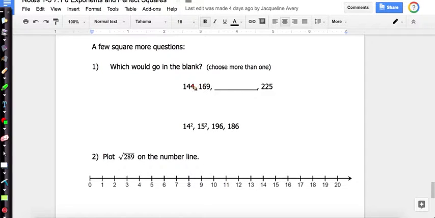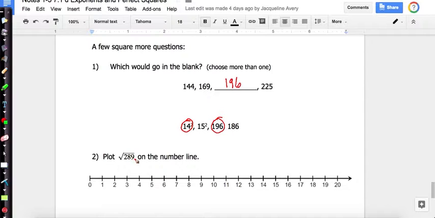Now, we have 144. We have 169. And then the next one. So we know 12 times 12 is 144. 13 times 13 is 169. So we're looking for 14 times 14. And what does that equal? 196. So we would circle that one. Now 225, that would be 15 squared. So we know this one's 14 times 14, so we can also circle 14 squared.